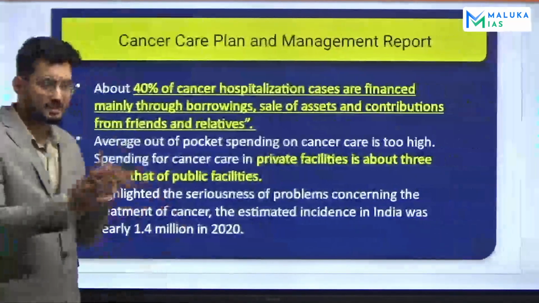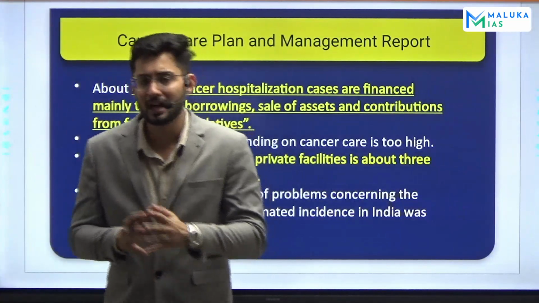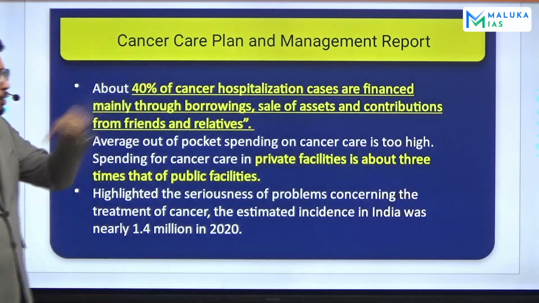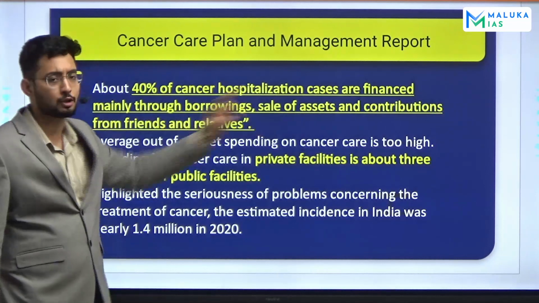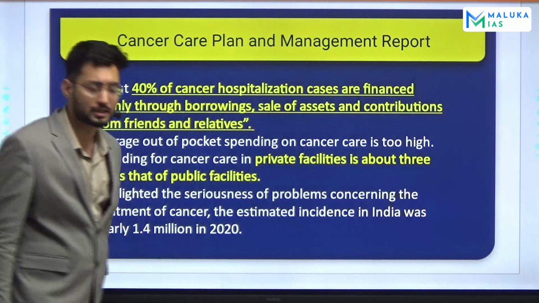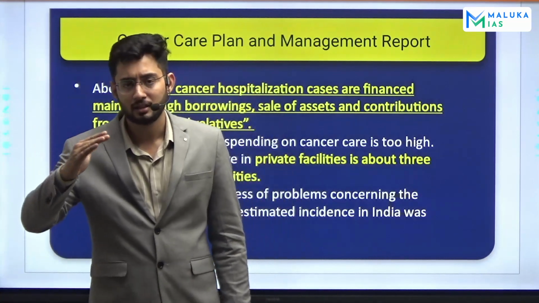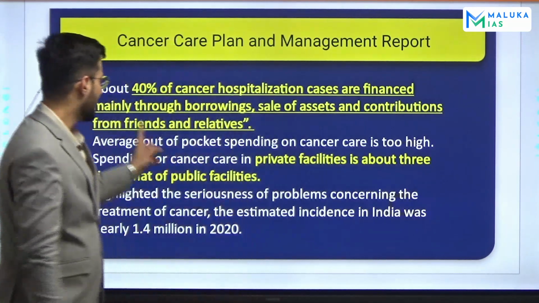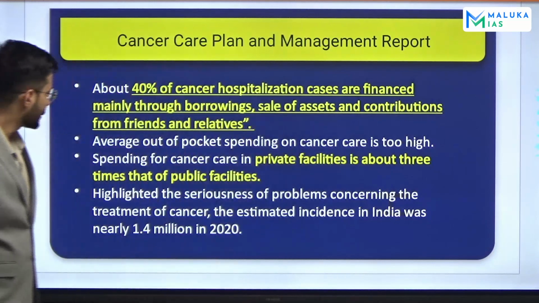So this is the concern of our topic today: how will we make this affordable? There is a report, the Cancer Care Plan and Management Report, which says about 40% of cancer hospitalization cases are financed mainly through borrowings, because it takes a huge sum, in millions, right? Or in millions no one has money, so they are basically financed through borrowings, sale of assets and contributions from friends and relatives.